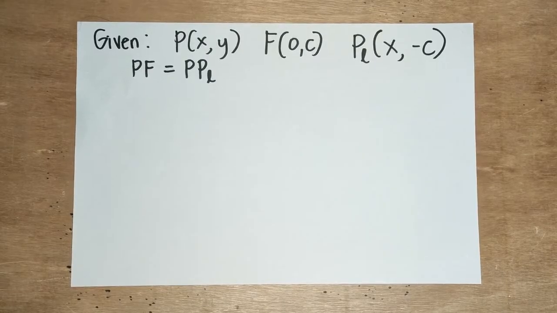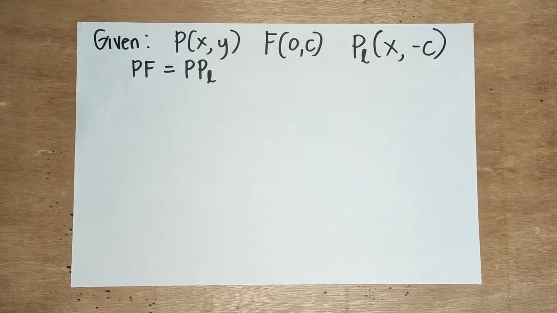Okay, so let us derive the standard equation of a parabola opening upward with vertex V at the origin. So we have the given point P, point F, and point P sub L. So let's use the definition that any point in the parabola, the distance between any point P in the parabola and the focus is always equal with the distance between that point and the directrix.